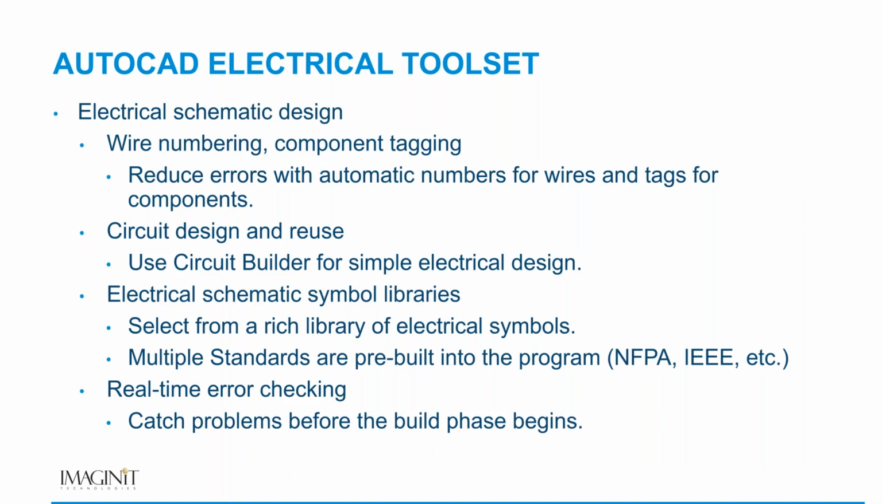So moving on to the schematic design. Now you've got wire numbering and component tagging, which helps reduce errors with automatic numbers for wires and tags for components. For circuit design and reuse, you can use a circuit builder for simple electrical design. The electrical schematic symbol libraries have a rich library of predefined electrical symbols, and you have multiple standards pre-built into the program. Your NFPA, your IEEE, and other standards are automatically built into the AutoCAD Electrical toolset, so you don't have to pre-populate or recreate any of this.